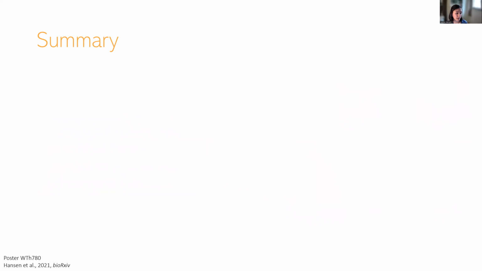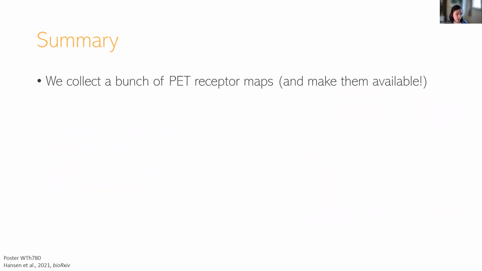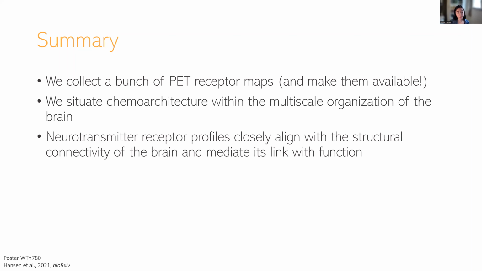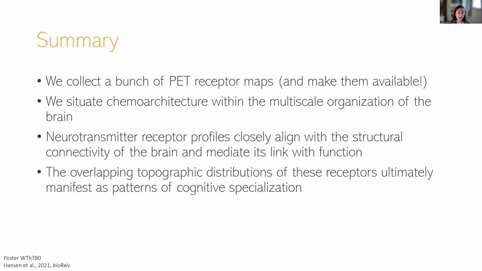So this brings me to the end of my presentation. We collect a bunch of PET receptor maps and we make them available, so please go ahead and use them in your own research. We situate chemoarchitecture within this multi-scale organization of the brain. We find that neurotransmitter receptor profiles closely align with the structural connectivity of the brain, and mediate its link with function. And finally, the overlapping topographic distributions of these receptors ultimately manifest as patterns of cognitive specialization.